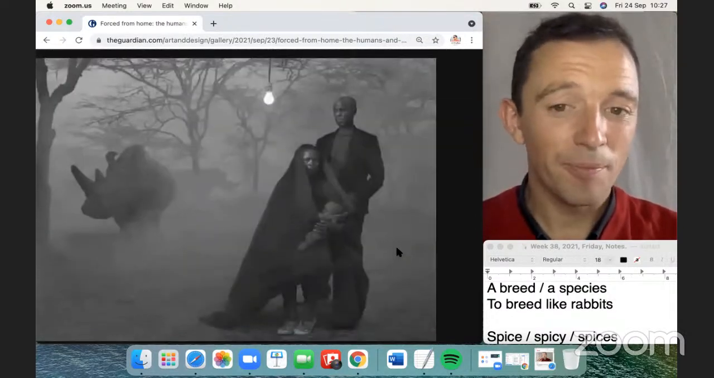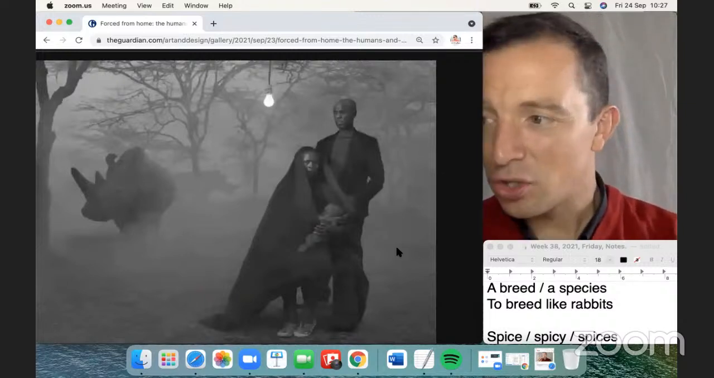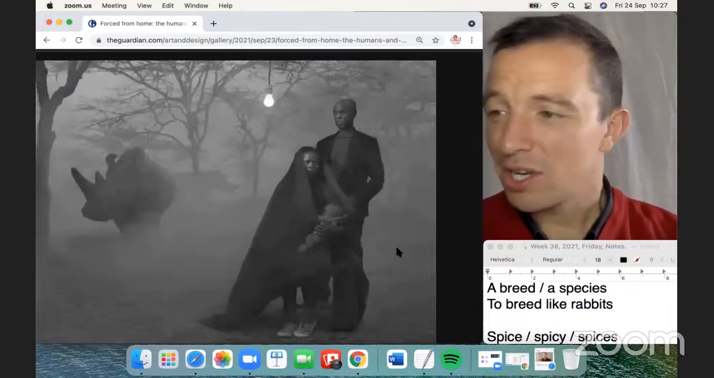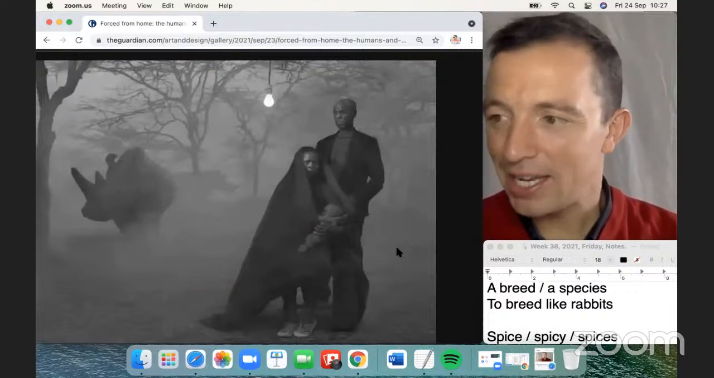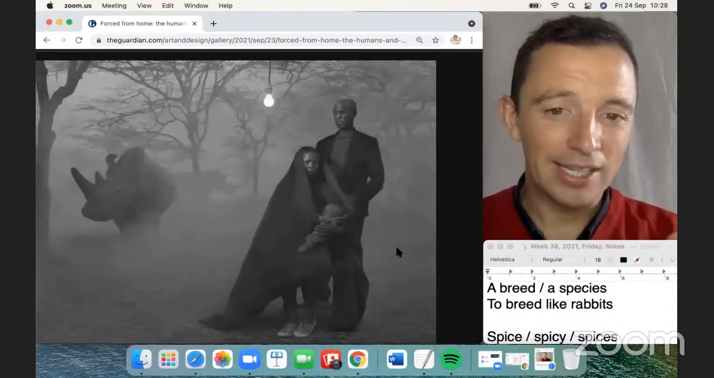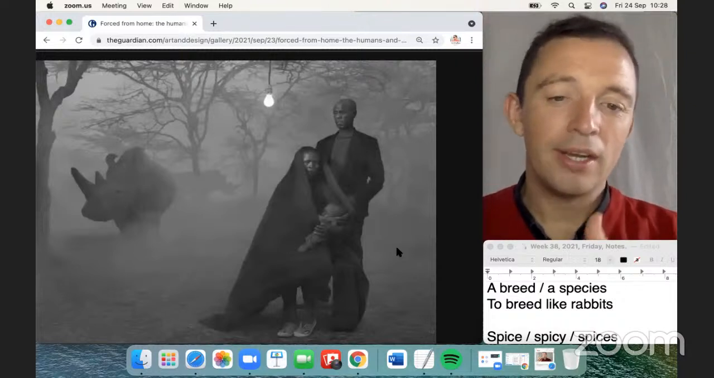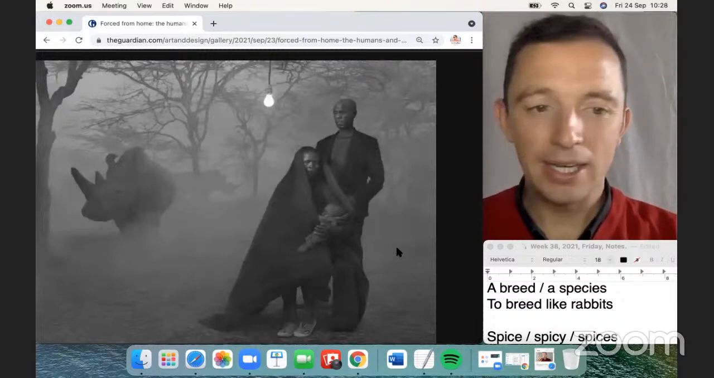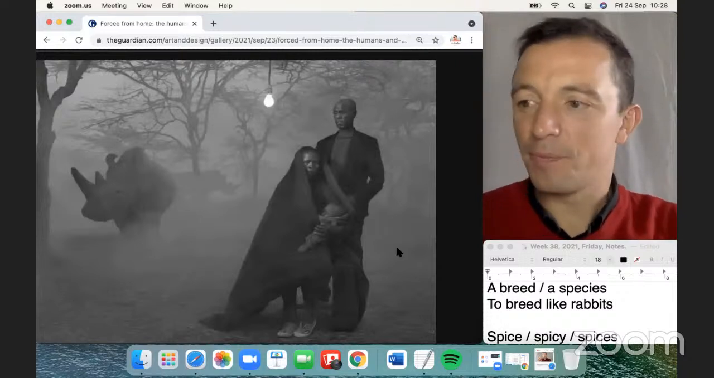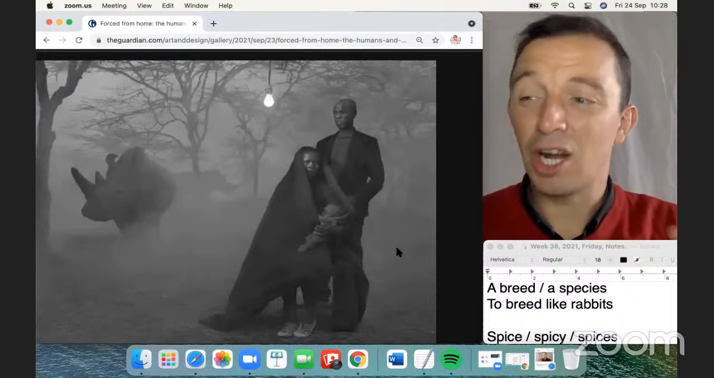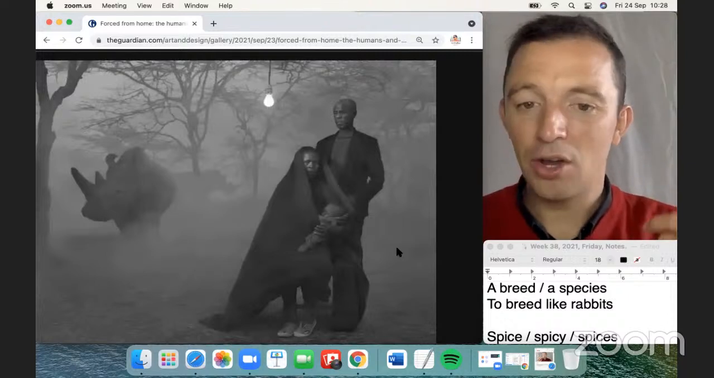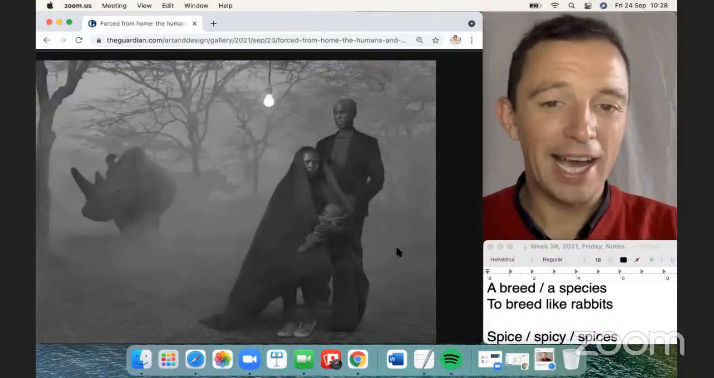So here you can see the picture. Again, it's a good idea for you to try to describe, try to imagine, try to explain the picture that you see. This is very good practice. So for me, I can see a man, a woman, possibly a family. They have a little baby. The woman is covering herself with a blanket or a cloak. Difficult vocabulary. She's also protecting the baby.